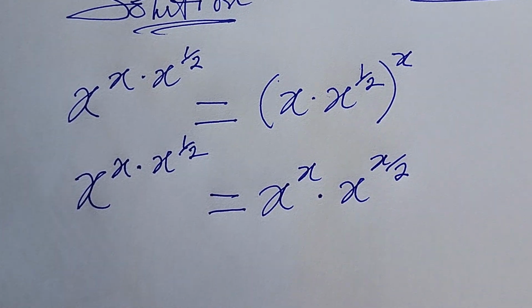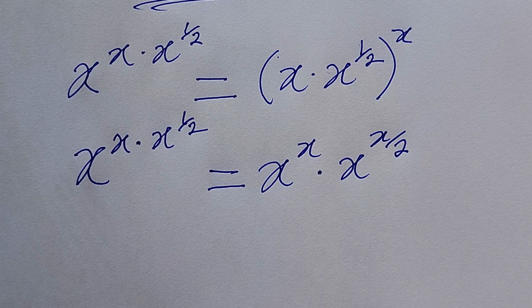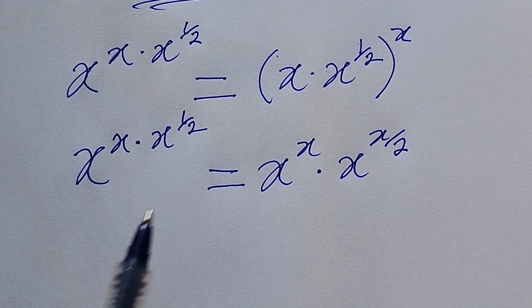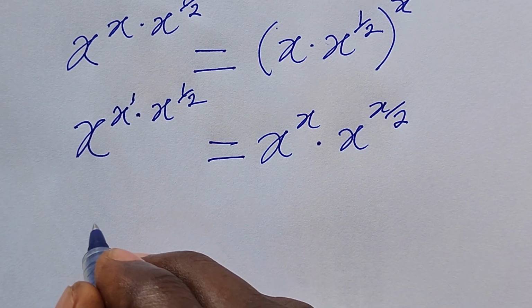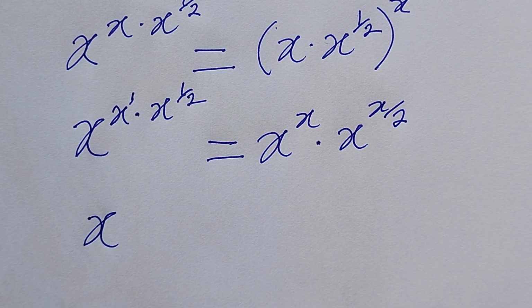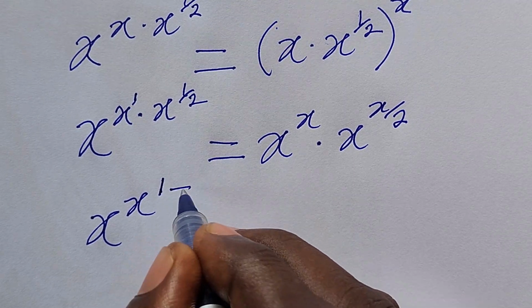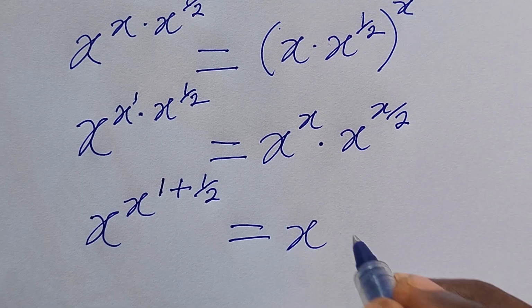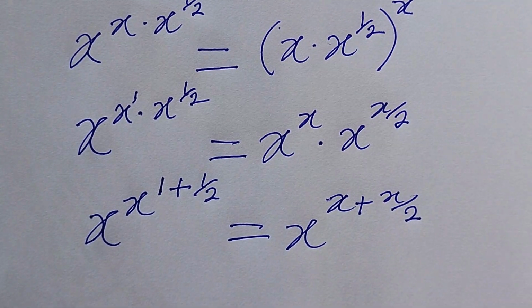So what we do next here, all we just have to do is apply the law of indices again, which says that since the bases are the same, we can add the exponents. This x is to the power of 1. So let's go ahead and do that. We're going to have x to the power of x plus 1 over 2, rather, which is equal to x to the power of x plus x over 2.